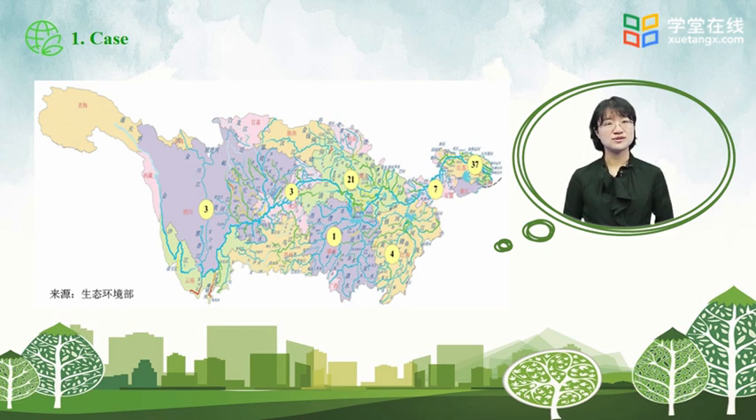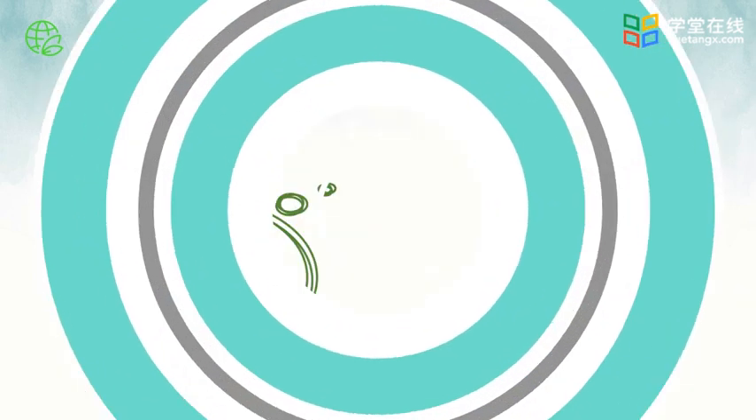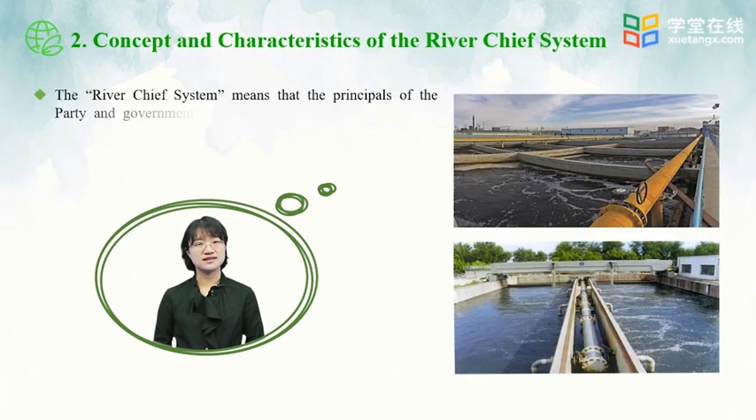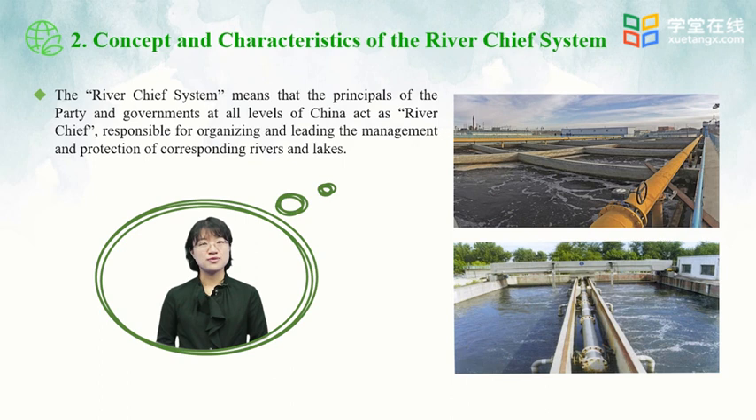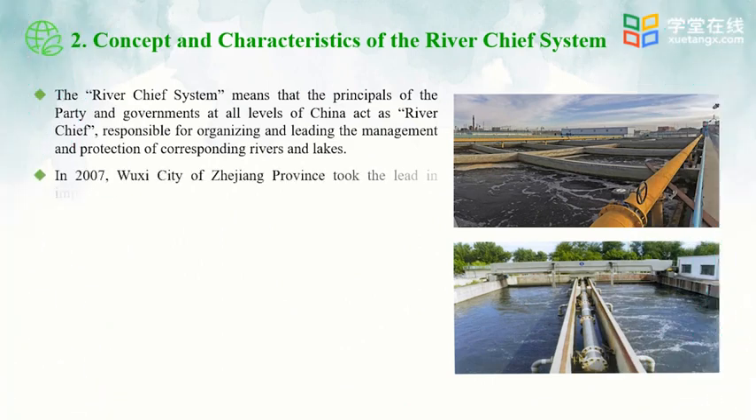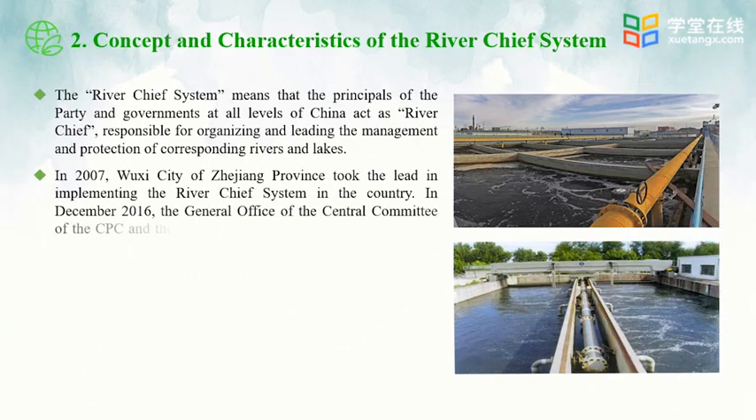Okay, we will introduce the River Chief Policy. What is the River Chief Policy? What are the characteristics of the River Chief Policy? The River Chief Policy refers to the principle that the party and governments at all levels of China act as river chief, who will be responsible for managing water of corresponding reaches of rivers, organizing and leading the management and the protection of the corresponding rivers and lakes.